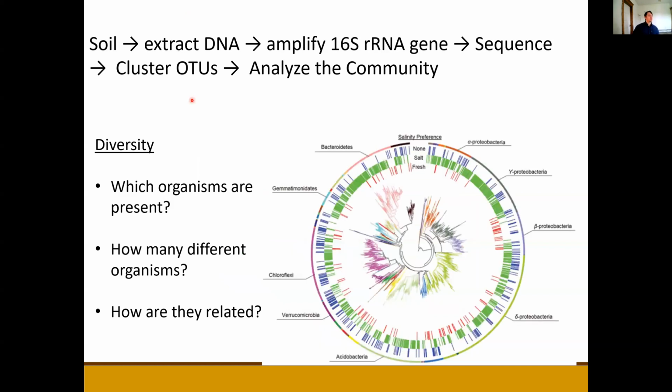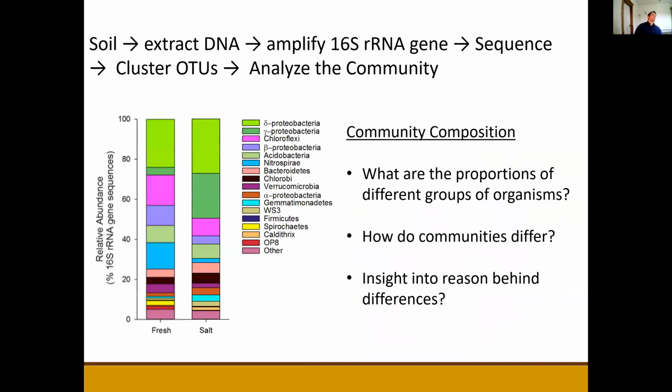Okay, so following the clustering of these operational taxonomic units, we would then go to analyzing the community. So here we would look at diversity questions, including questions like which organisms are present, how many different organisms are there in our sample, and how are they related. So you could then arrive at something that looks like this, where you have an indicator of which organisms are present, an indicator of how many different organisms there are, and then how related they are to one another based on the similarity of their genetic sequences, of course.